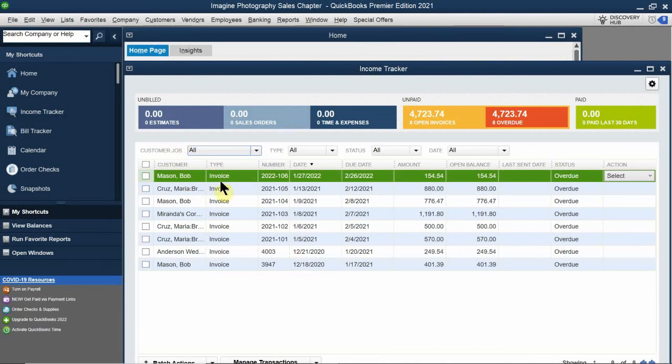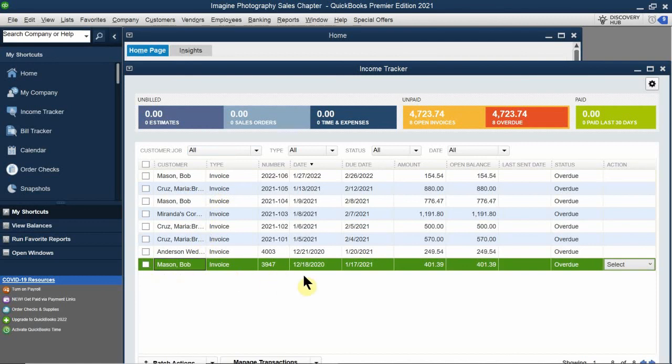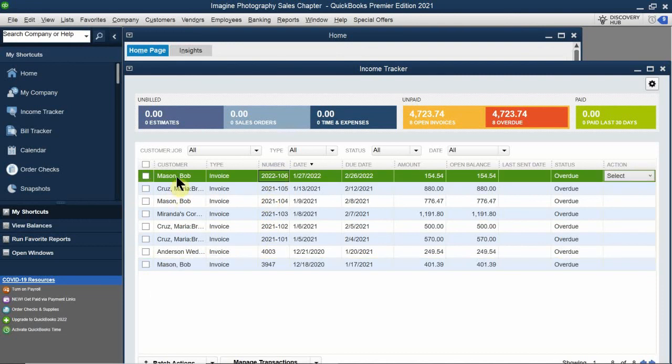We just added in Bob Mason. Here we go, right? Oh, wrong one. Bob Mason was this one right here, for 2022-106. Okay. All right. Any questions in regards to invoices?